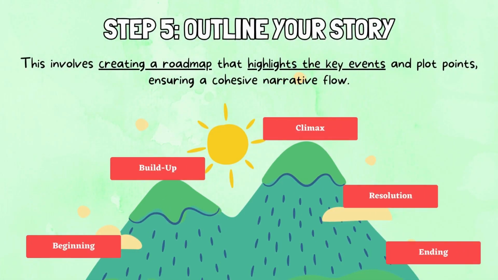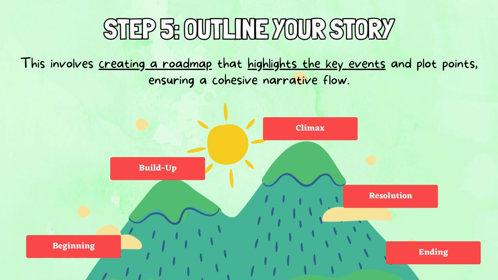Step 5. Outline your story. This is where your narrative takes shape. This involves creating a roadmap that highlights the key events and plot points, ensuring a cohesive narrative flow. Outline the beginning, middle, and end of your story, defining the progression of your characters and the unfolding of the central theme or message. Consider pacing, suspense, and the emotional journey you want readers to experience. And don't forget, since this is a picture book, you'll also want to create an outline of all the illustrations you plan on having in the book, which will also help you with drafting your story later on.